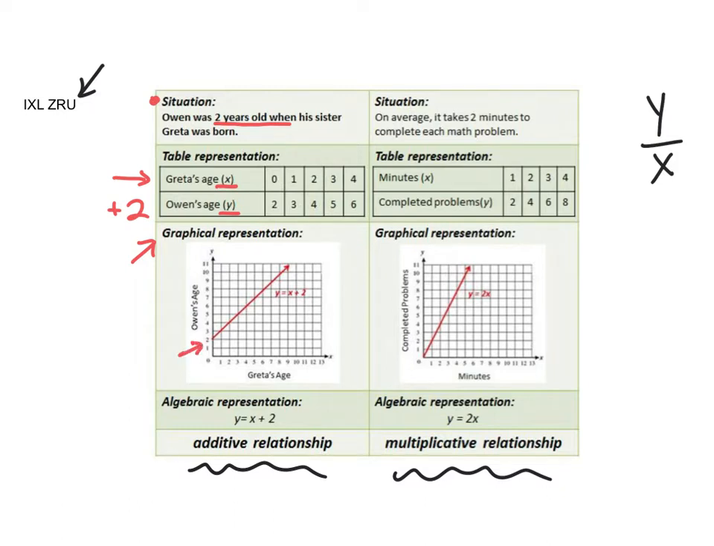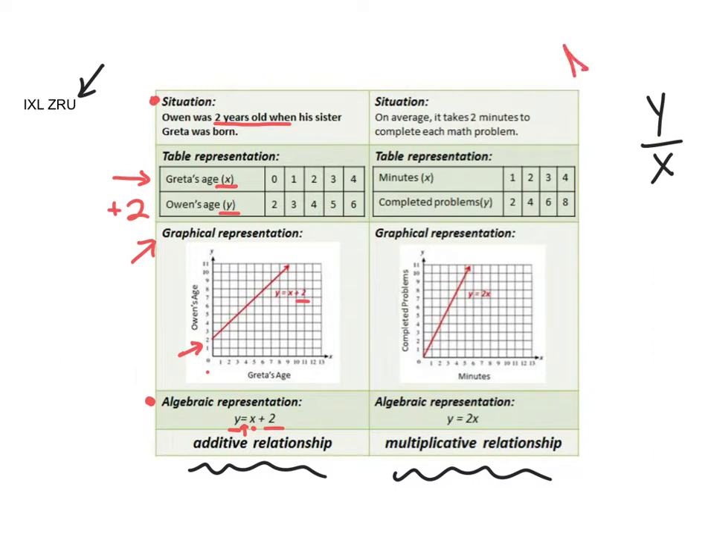So when Greta was born, 0, Owen was 2. Then every time they age 1, well, each of them is aging a year, but the difference between their ages is always going to be 2. So this equation could be shown by Owen's age is Greta's age plus 2. That's an additive relationship. Notice that's not going through the origin.